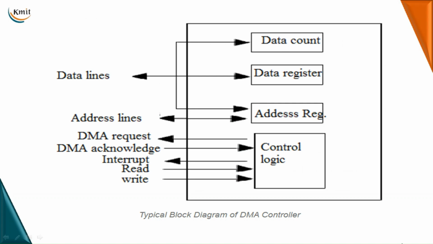This is a block diagram of a DMA controller, where it contains three registers: address register, data register, and data count register. Apart from that, we also have control logic to perform the working of the DMA, and it contains DMA request and acknowledgement lines, interrupt, read, write, and data lines. We'll see this in detail when we see the working of the DMA controller.